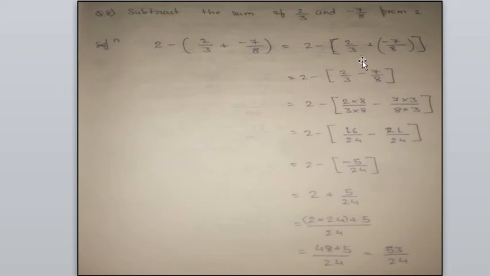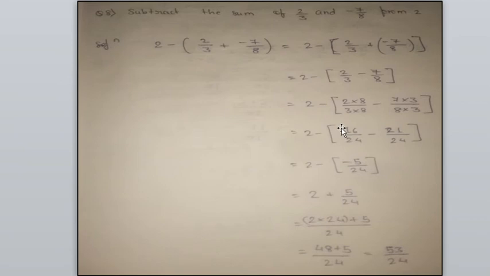Now here we have to perform the subtraction between these two rational numbers, and for that we want the denominator to be the same. So for that here we will simply do cross multiplication. So that is 2 minus 2 into 8 divided by 3 into 8 minus 7 into 3 divided by 8 into 3, that is 2 minus 16 divided by 24 minus 21 divided by 24. So here we got the same denominator. So we will write the denominator as 24 and we will do the subtraction between the numerators. So that is 2 minus 5.